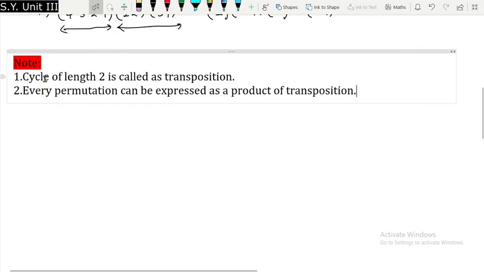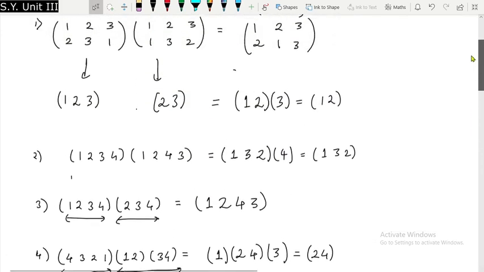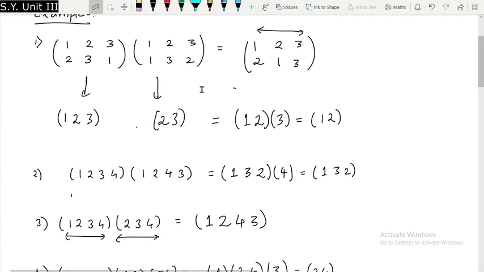The first note is cycle of length 2 is called as transposition. So we will say, what do you mean by cycle of length 2? So we already have come across cycles of length 2. See this 2 3 is a cycle of length 2, therefore it is called as a transposition. I will spell it if you want. Transposition. This is nothing but what? A transposition. So example is this, because it is cycle of length 2. Similarly, this is also example of transposition.